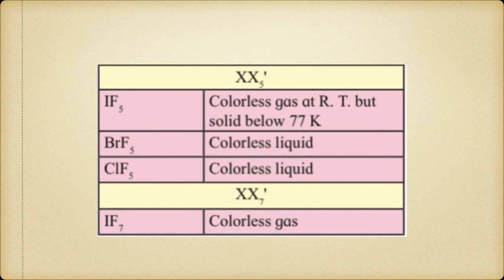Next type XX'5. That means we are now talking about pentahalides. Over here we can see 3 examples: IF5, BrF5 and ClF5. The first one, IF5, exists as a colorless gas at room temperature but solid below 77 Kelvin. Next, BrF5 is a colorless liquid, and ClF5 is also a colorless liquid. And the last type, XX'7. Over here there is only one example, iodine heptafluoride. This exists as a colorless gas.